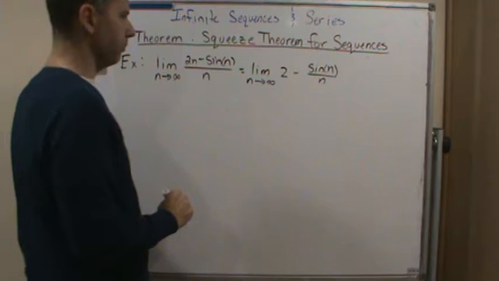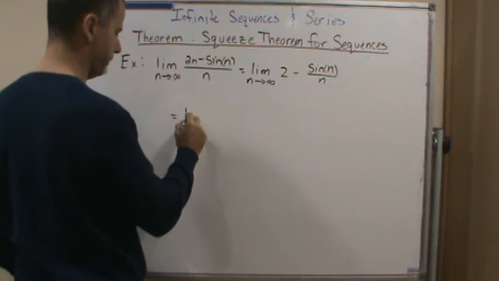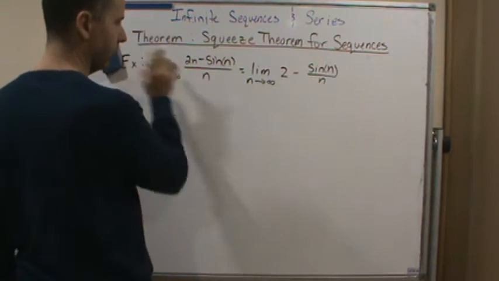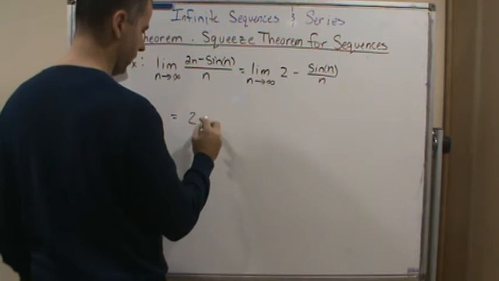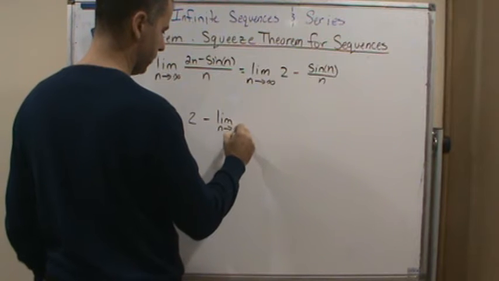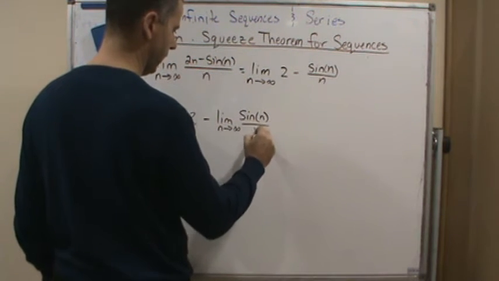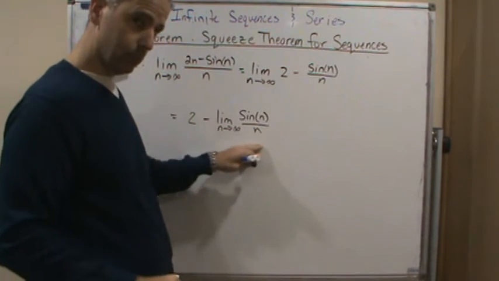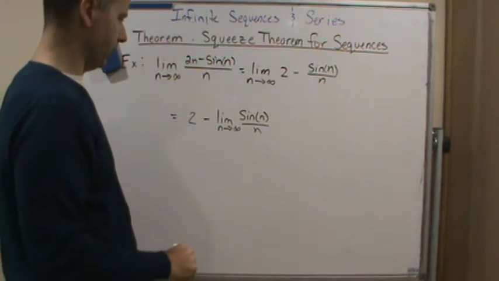Okay, now using the limit laws, this is going to be equal to, well, just going to be 2, right? The limit of this minus the limit of this, so this is just going to be 2, minus the limit as n approaches infinity of sine n over n. Well, here we can use the squeeze theorem. We're going to have to use the squeeze theorem on this one, okay?